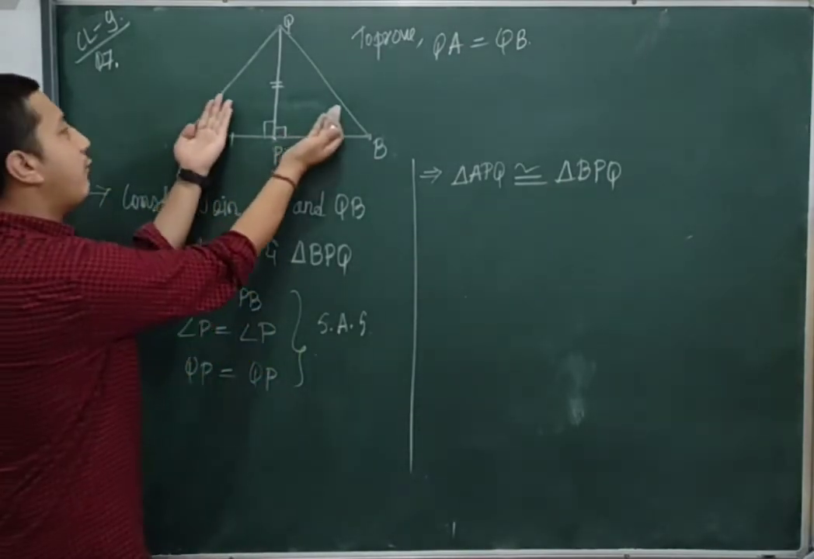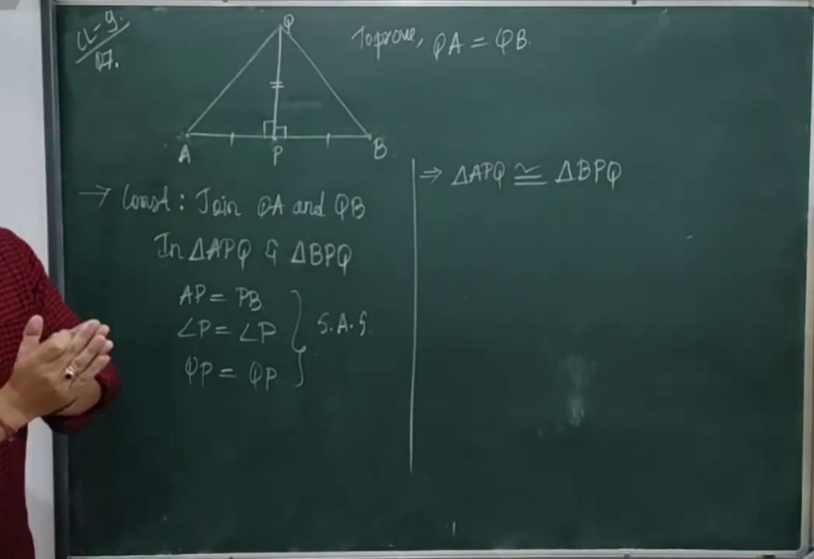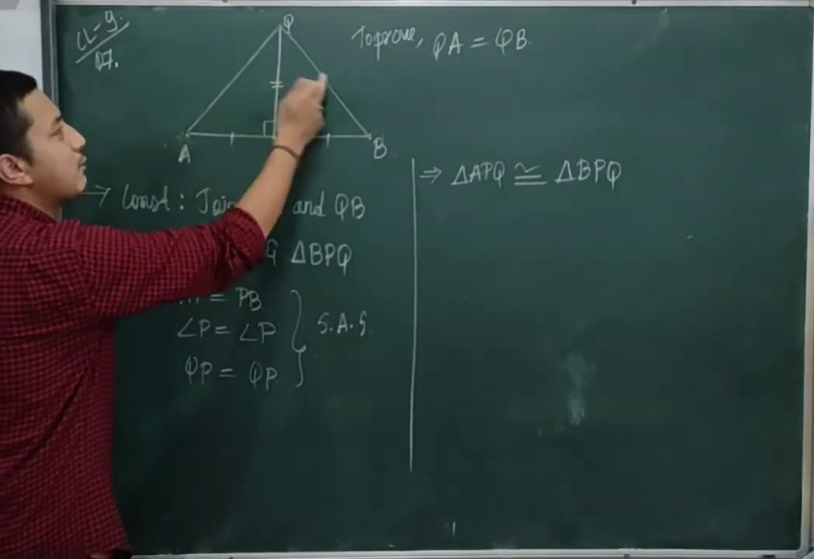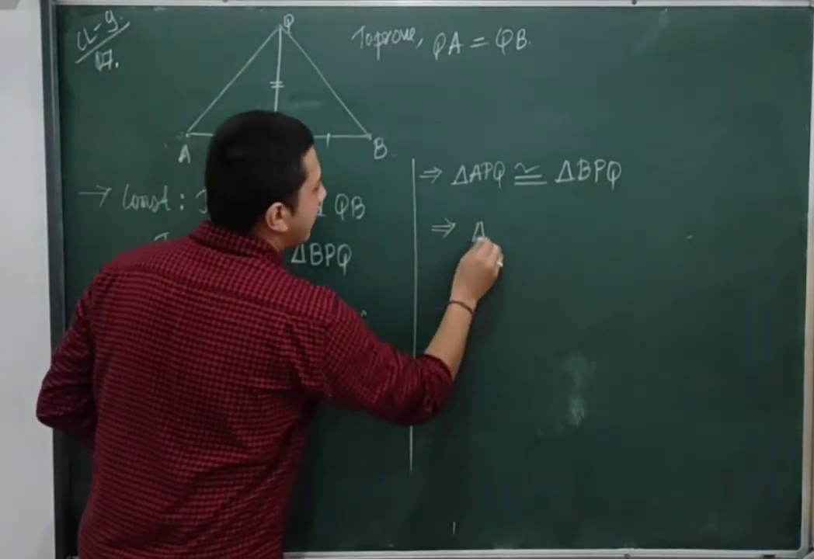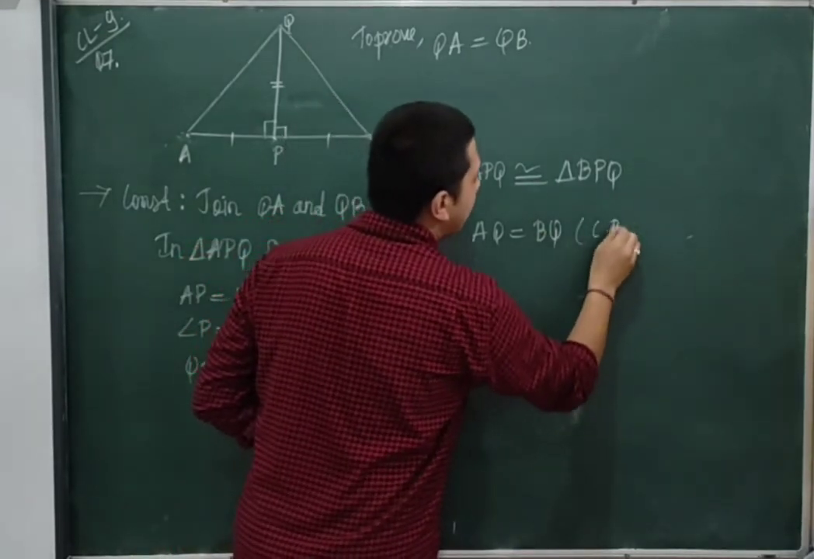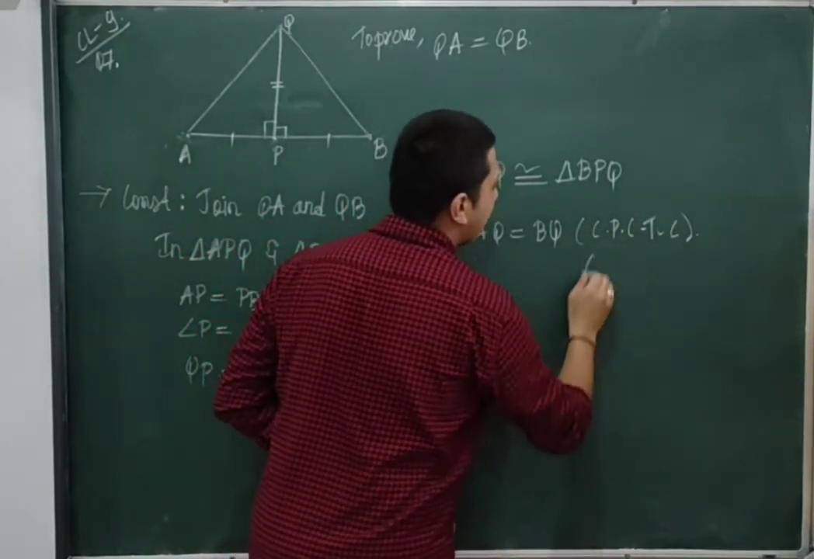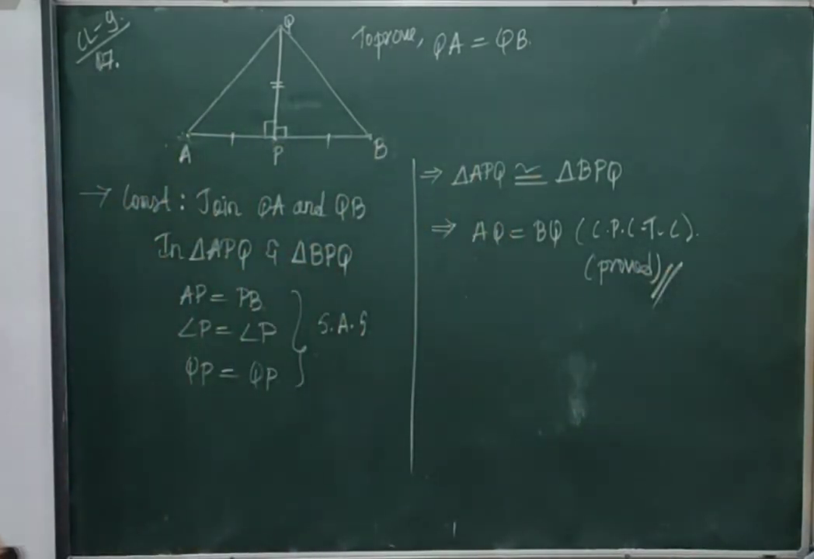Congruent means if you overlap, they will coincide with each other. Coinciding with each other means the remaining sides have to be equal by default. So therefore this implies that AQ equals BQ by CPCT, and we are done. Am I clear with this, boys? So please pause the video and note it down.